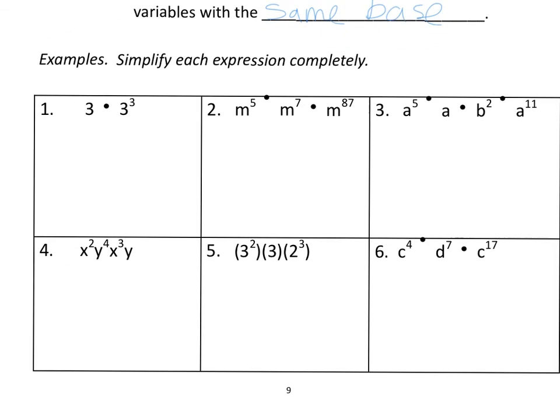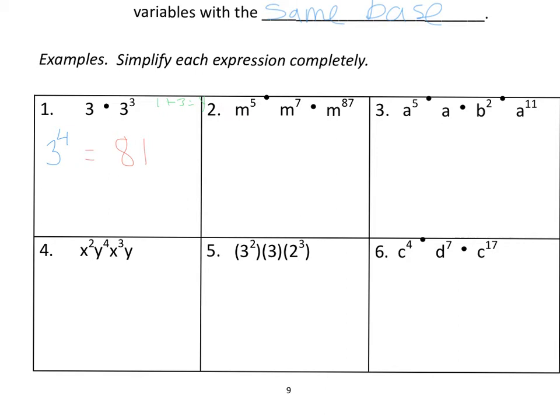So let's take a look at a few examples. 3 to the 3rd times 3. So in this case, we end up with 3 to the 4th, and you'll notice in the directions we are asked to simplify it completely, meaning 3 to the 4th is 81. And we got 3 to the 4th because 1 plus 3 equals 4. We added the exponents.